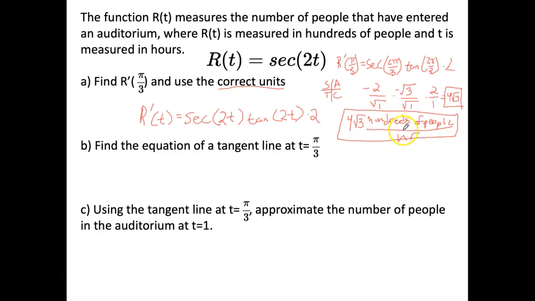Hundreds of people per hour entering the auditorium. Yeah, that's what that's going to mean, because a lot of times they like to ask you to explain the meaning of this. Okay, so find the equation of the tangent line at pi over 3.